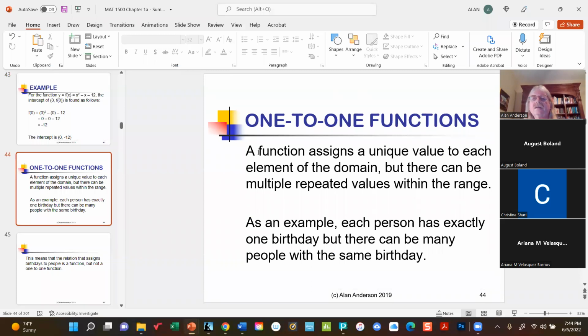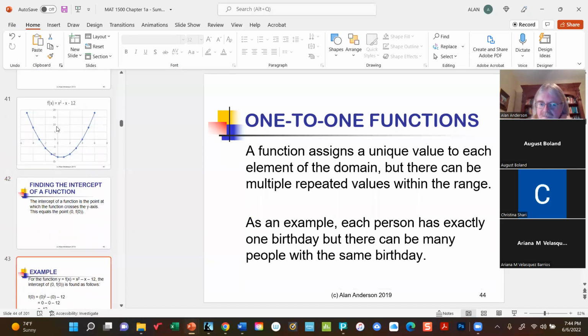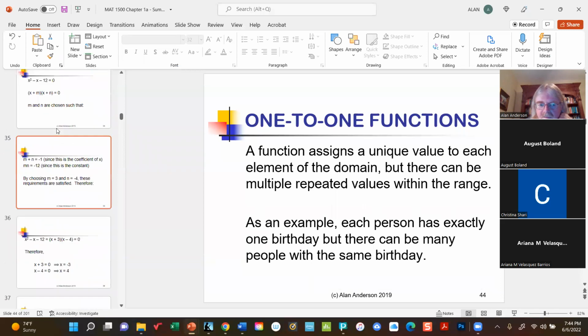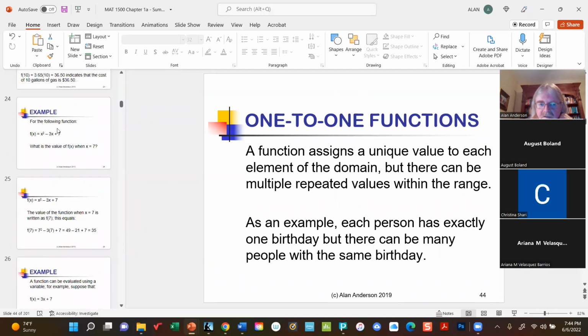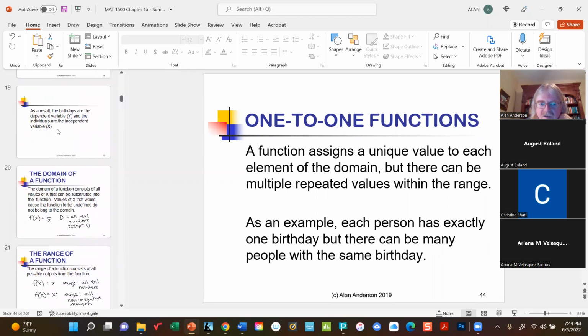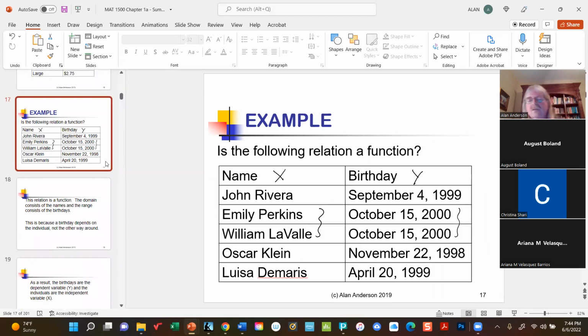One-to-one, what does this mean? Well, there are different kinds of functions. Some of them have more advanced or specialized properties than others. So let's go back to this birthday example. This birthday example is a function because each person has exactly one birthday.